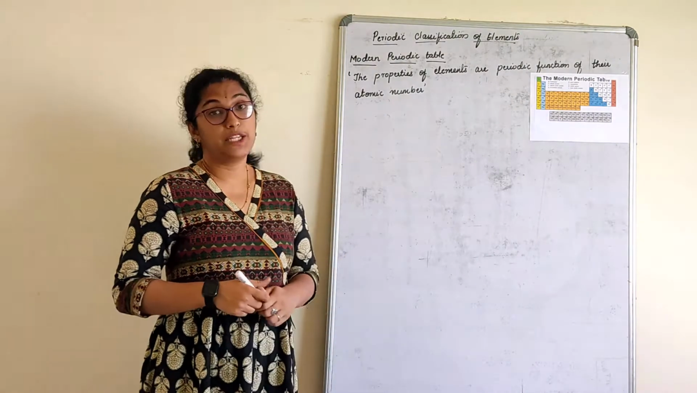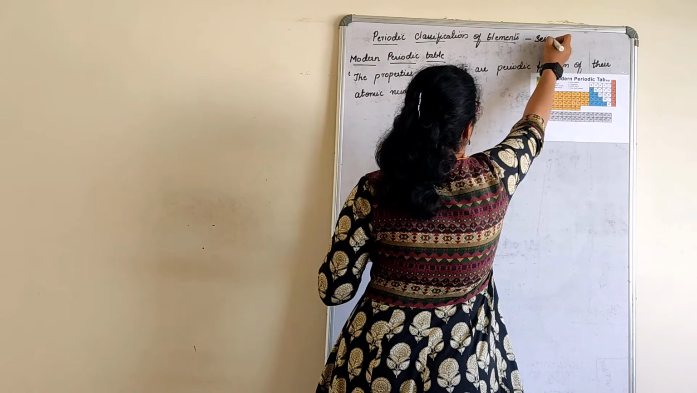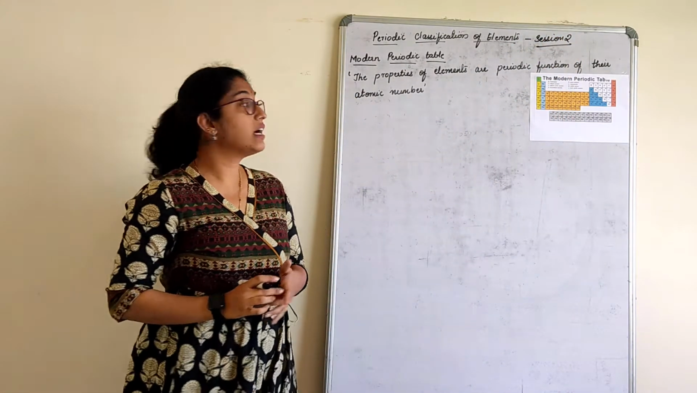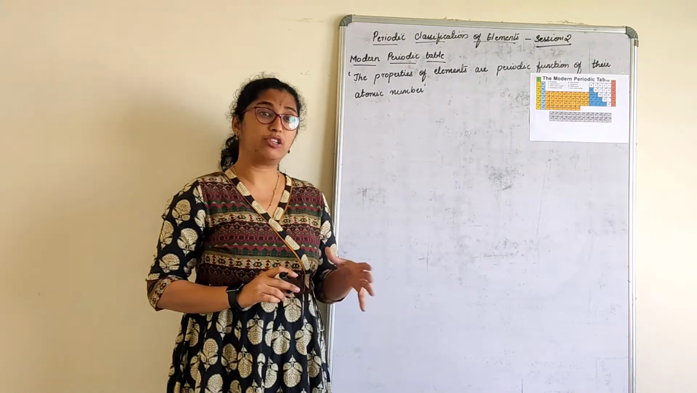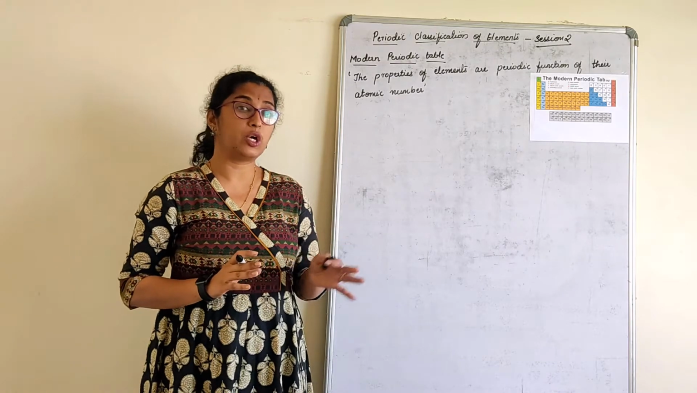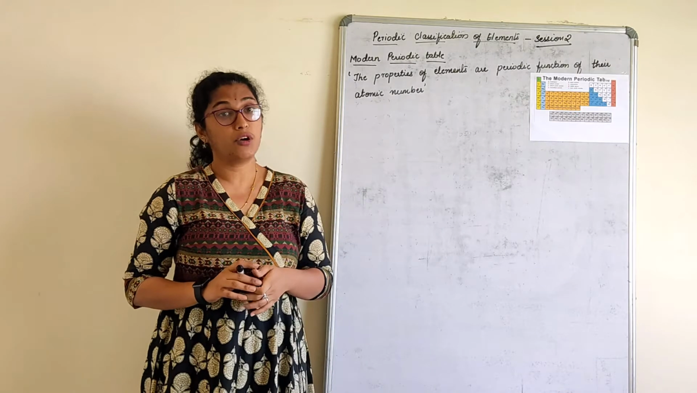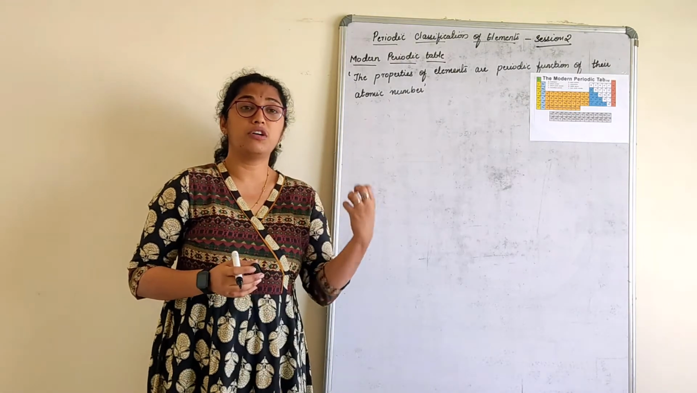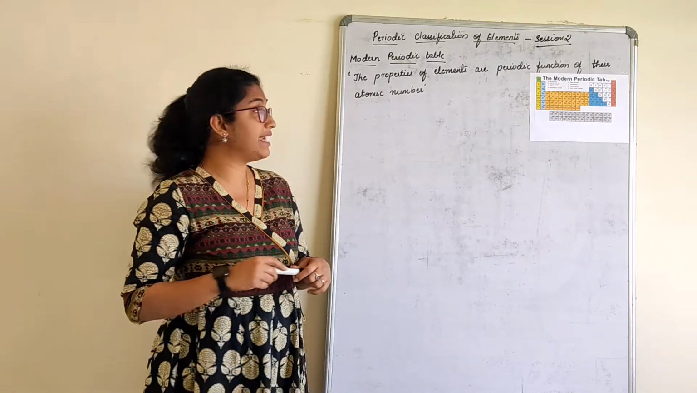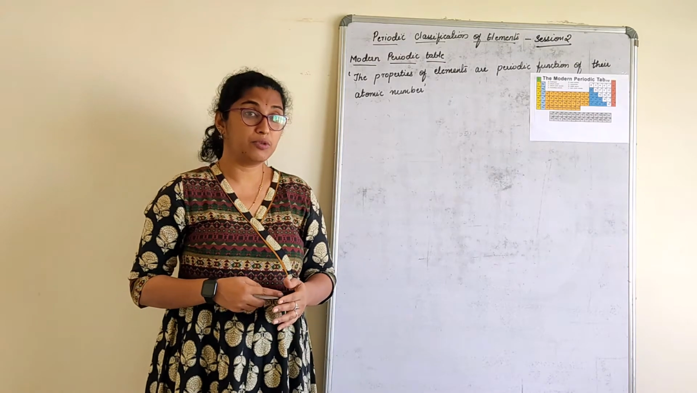We'll start Periodic Classification of Elements, session 2. In the previous session, we understood how the elements were classified by Dobereiner's triads, Newlands' law of octaves and Dmitri Mendeleev's periodic table. Based on Mendeleev's periodic table comes the modern periodic table. All the flaws and anomalies found in Mendeleev's periodic table were rectified in the modern periodic table given by Henry Moseley.